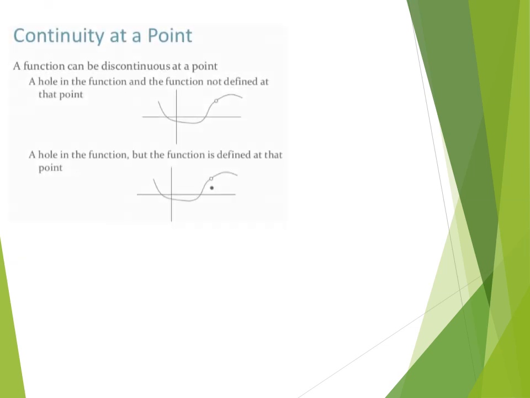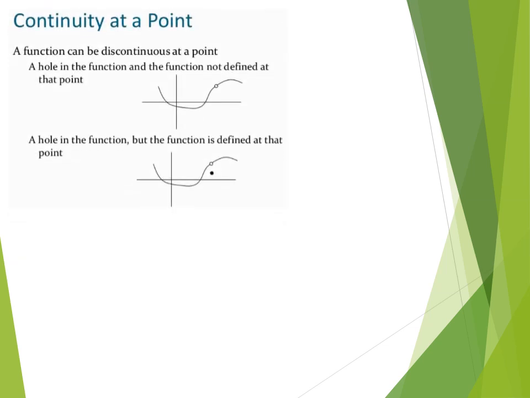Why? Look at this figure here. You can see that this function is discontinuous. Why? Because there is a hole in the function and the function is not defined at this point. So the hole in the function makes the function discontinuous. So we can say that this function is a discontinuous function.